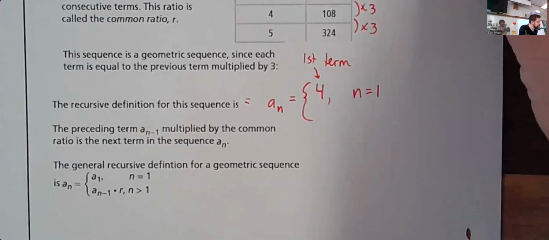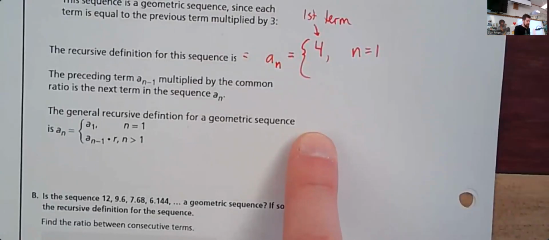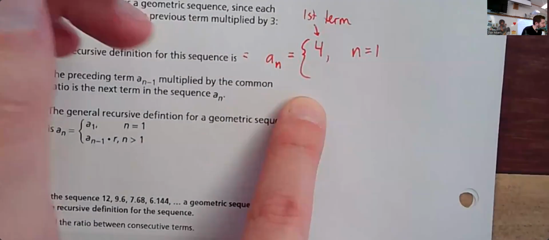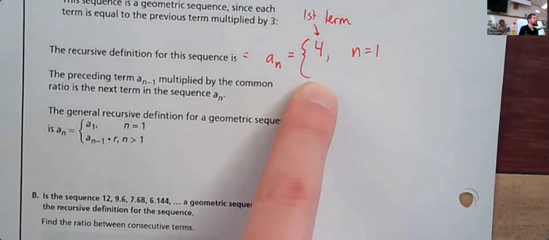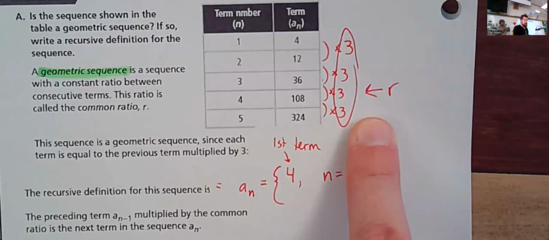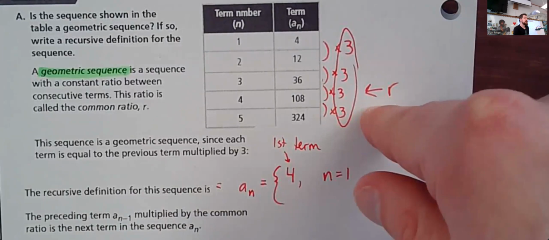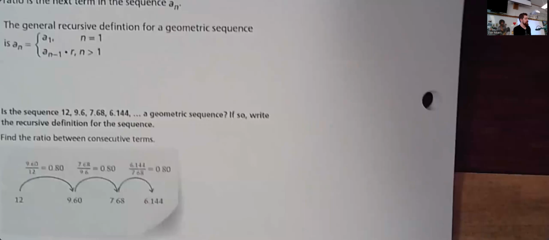And then down below, we are going to use our value of R. What's our value of R? 3. Yeah, R equals 3. This is R, a common ratio. And so any term we want, we're going to take 3.